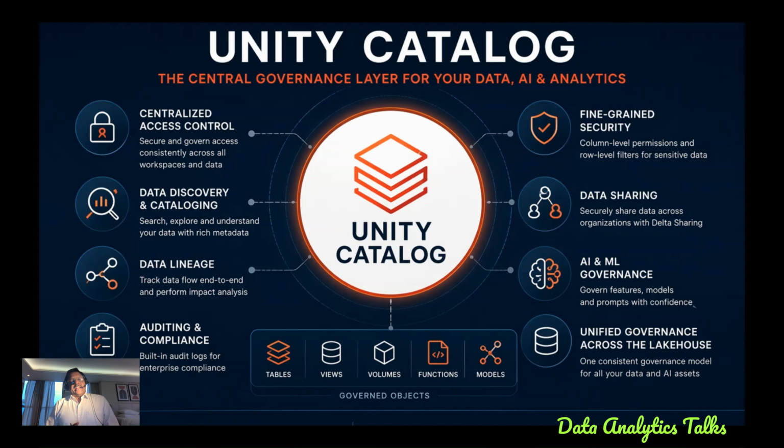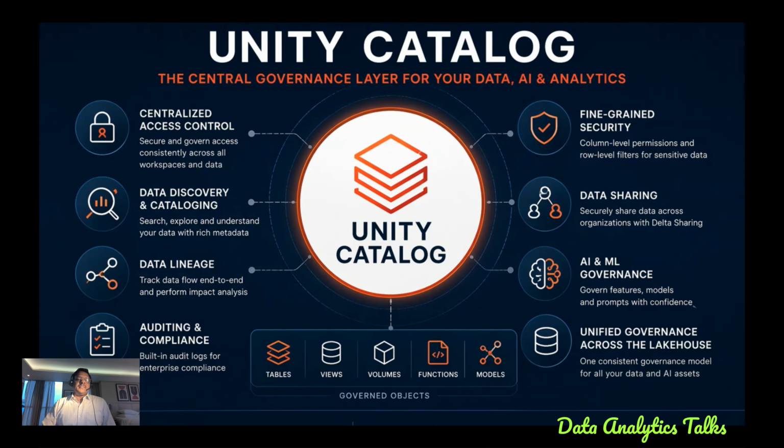You may ask, why Unity Catalog? Before Unity Catalog, organizations often struggled with managing permissions across multiple workspaces, controlling access to sensitive data, tracking data lineage, auditing user activities, and enforcing security policies consistently. So this resulted in increased risk, compliance challenges, and lack of trust in data. Unity Catalog solves these challenges by providing a centralized governance layer across your entire Databricks environment. Think of Unity Catalog as a single source of truth for your governance.